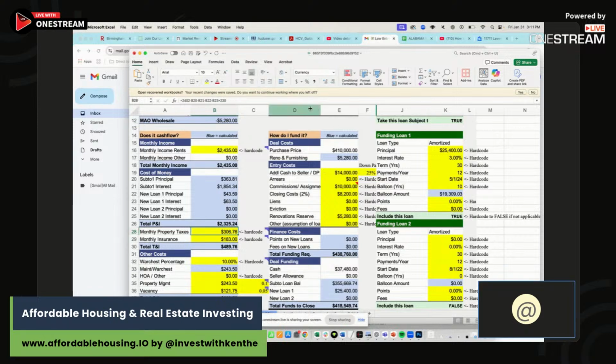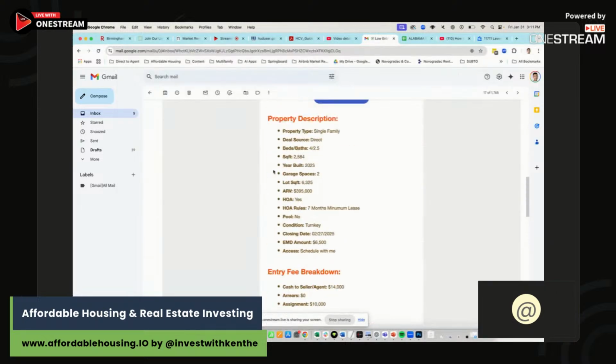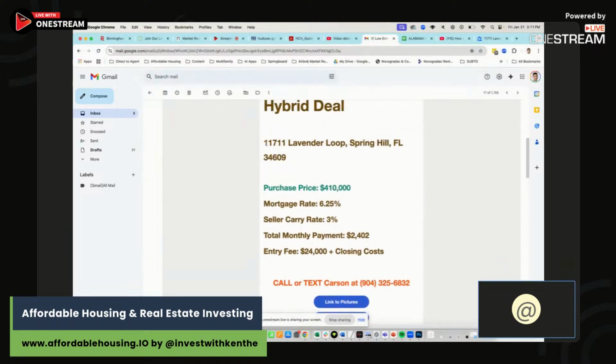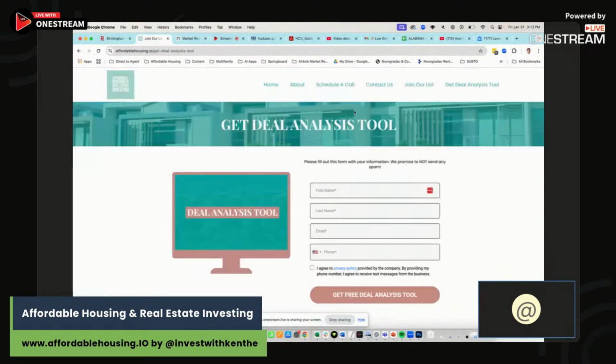All right. So my hope is this: you copy my homework today, analyze the same deal I analyzed today at 1171 Lavender Loop using the same spreadsheet. You guys want to copy the spreadsheet? Just go to affordablehousing.io, go to the Get Deal Analysis tool, plug in your name, email, and phone number. That's the fastest way to get a copy of the spreadsheet.